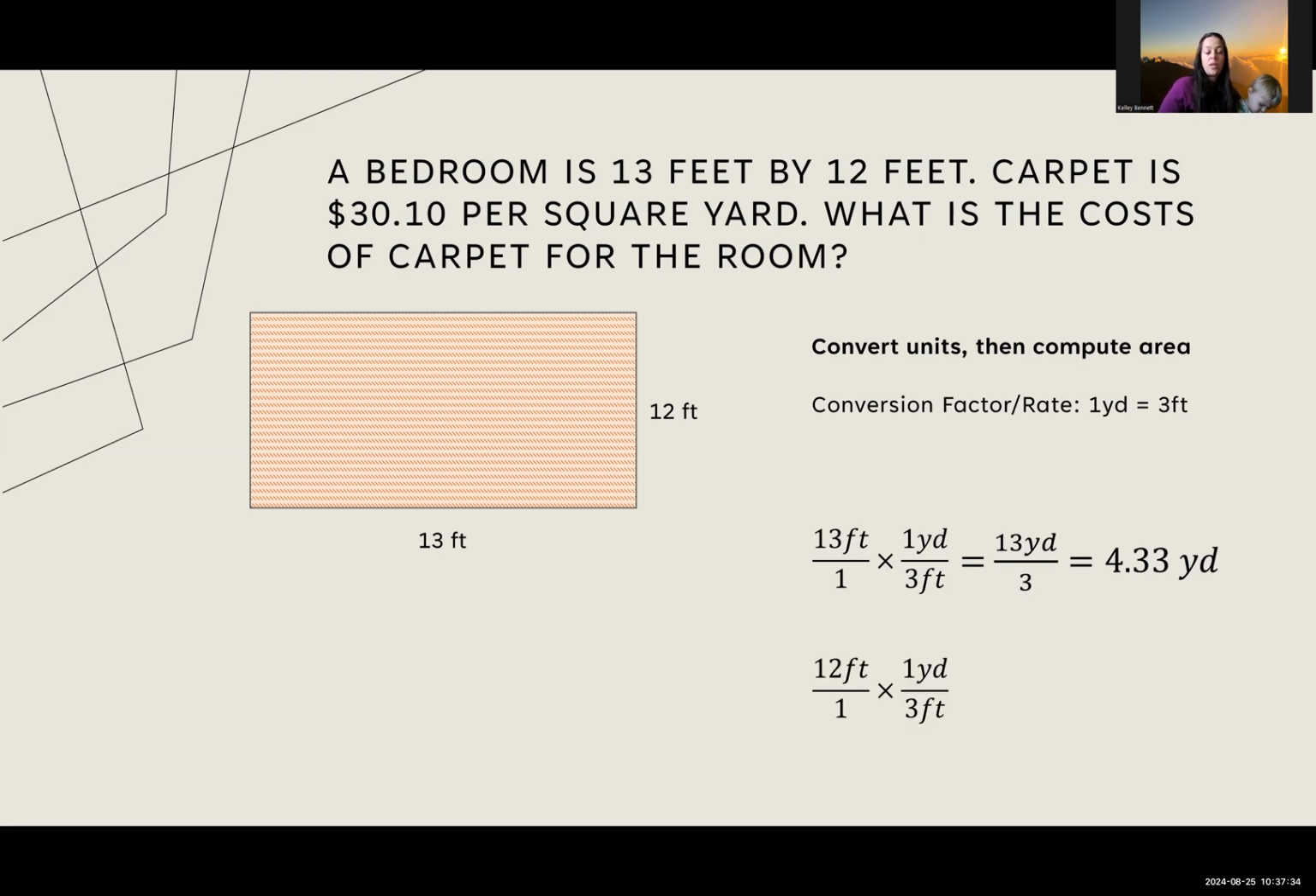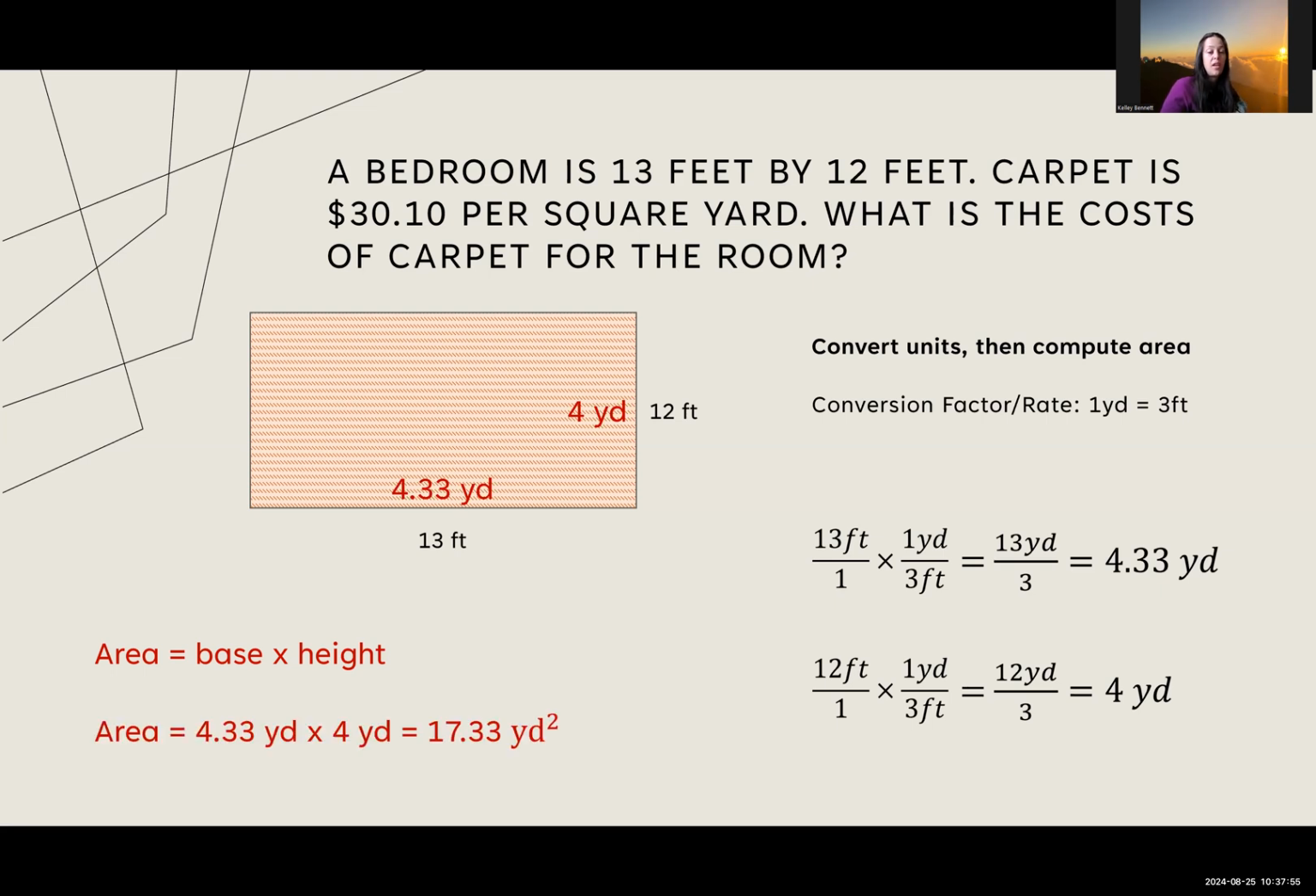I can do the same with the height. 12 feet over 1 by 1 yard over 3, canceling out feet and leaving me with 12 yards over 3, or 4 yards. So the new dimensions, equivalent but in yards, are 4.33 yards by 4 yards. And I can compute the area, base times height. So 4.33 yards by 4 yards is 17.33 yards squared.